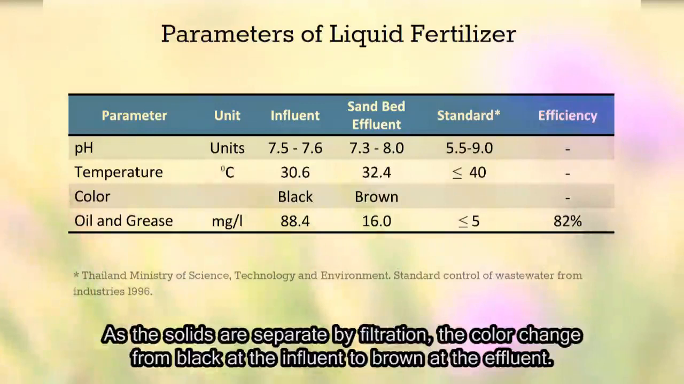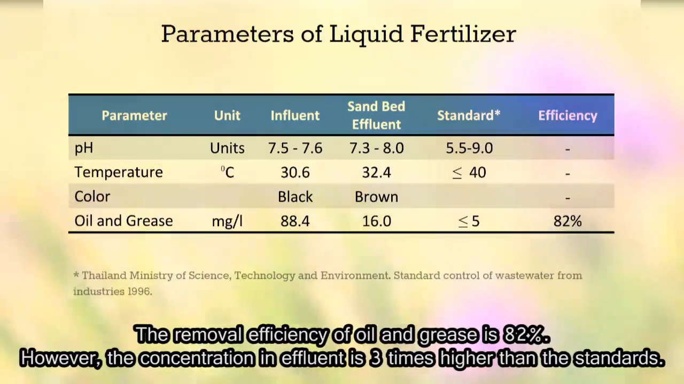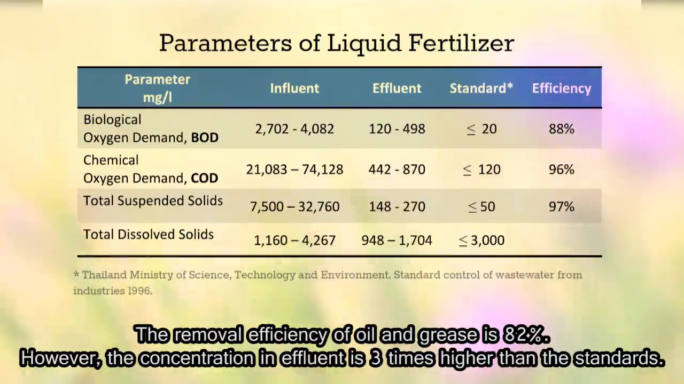As the solids are separated by filtration, the color changes from black at the influent to brown at the effluent. The removal efficiency of oil and grease is 82%. However, the concentration in effluent is 3 times higher than the standards.